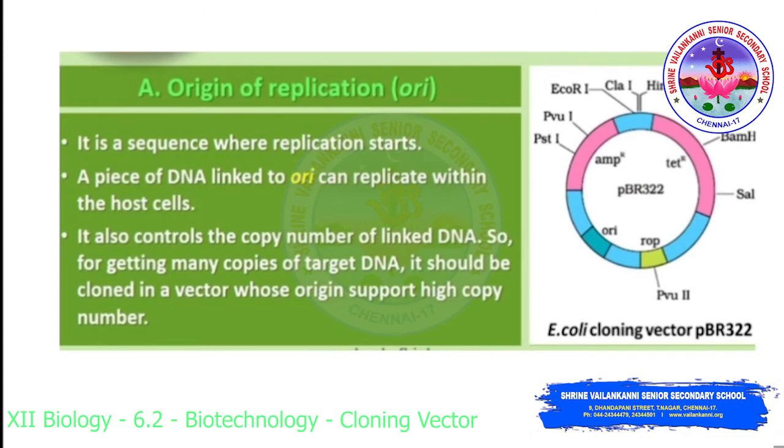Origin of replication is a sequence where the replication process initiates. A piece of DNA linked to ORI can replicate within the host cell. It also controls the copy number of the linked DNA. So for getting many copies of target DNA, it should be cloned into a vector whose origin supports high copy number.